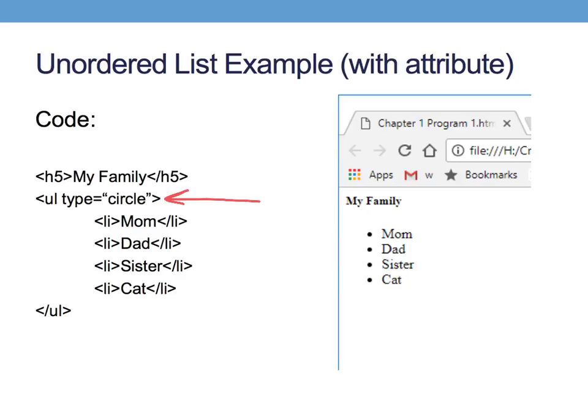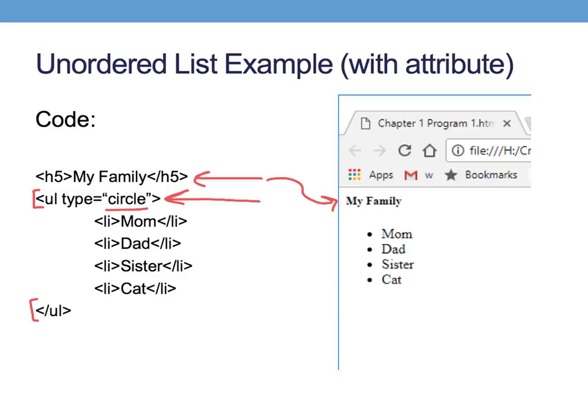So if I didn't have this heading up above, there would be no My Family up above. So if you want to add a heading or a title to your list, you need to do so by using those heading tags that we've talked about. Now the next thing you'll notice is that I used my unordered list tags. So I have the opening tag here, the closing tag here, and I specified that I wanted to use circles.